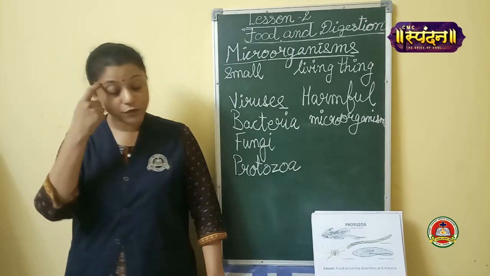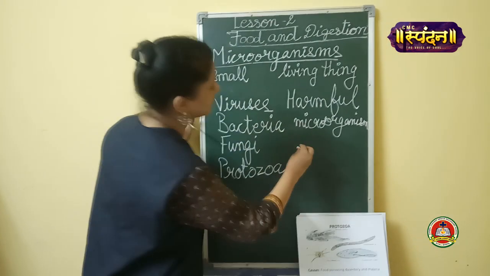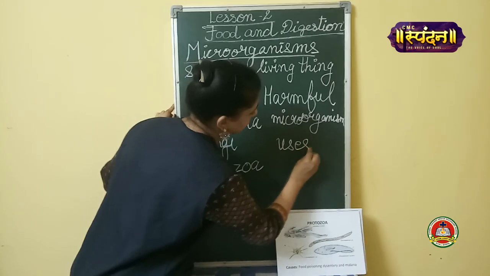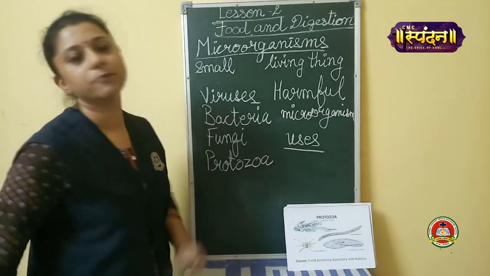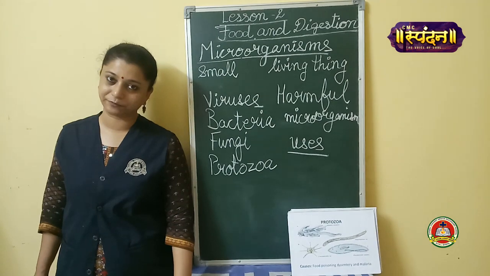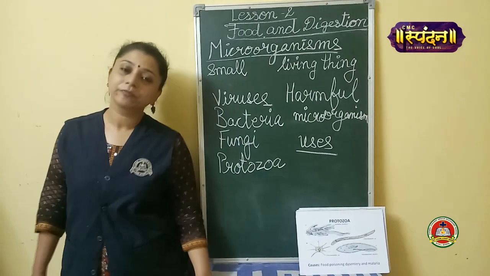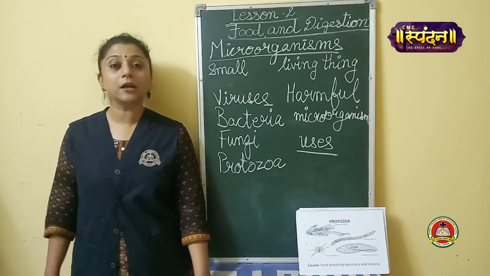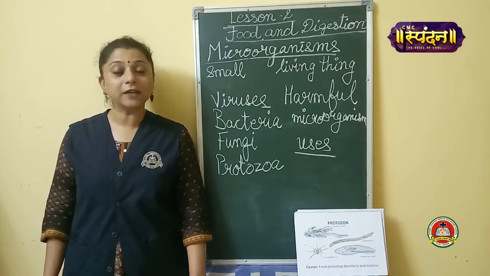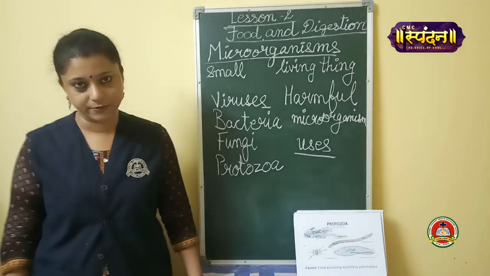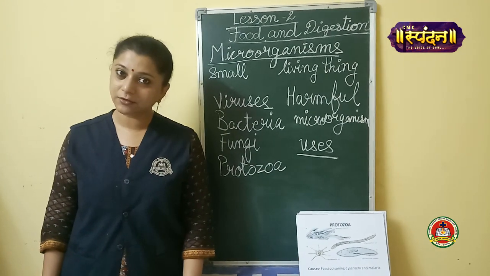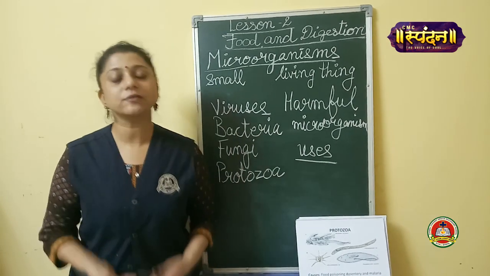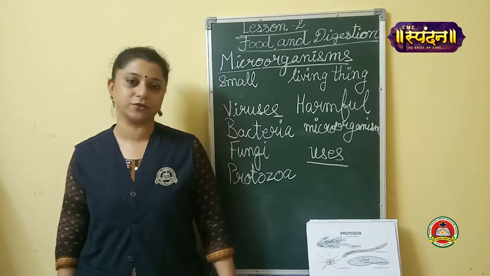Now we move on to the uses of microorganisms. Some microorganisms help in the decomposition of dead plants and animals. Now what is decomposition? Decomposition means decay. The process of decay is called decomposition.